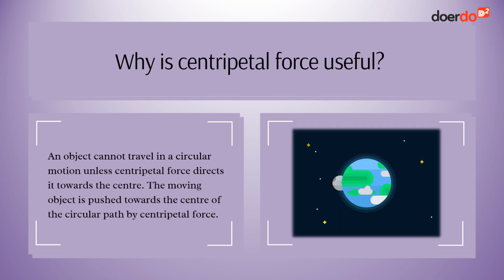So why is centripetal force useful? An object cannot travel in a circular motion unless there's a centripetal force that directs it towards the center. So we need a centripetal force to direct it towards the center for a circular motion to take place. The moving object is pushed towards the center of the circular path by centripetal force. Without centripetal force, these other planets can no longer orbit around Earth. So this is your moon, right? It can no longer orbit around your Earth because there's no more centripetal force.